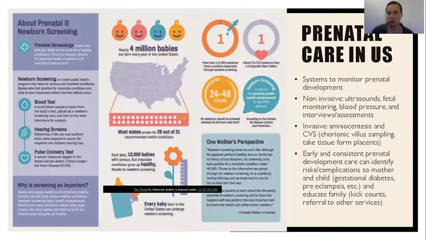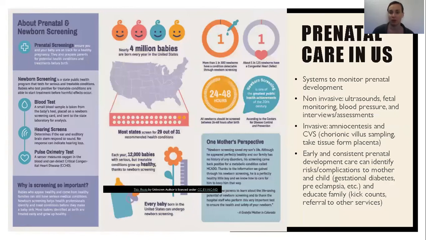So we really want to make sure that this prenatal care is early and consistent, so that we can identify risk and complications either to the mother, like gestational diabetes or preeclampsia, and that would also affect the child as well. We can educate them with things like kick counts or referral to other services. A big indicator that a fetus is in distress is kick counts. If you're not feeling your child kick as much at a certain time of day when you're always aware of it, and that's what kick counts are supposed to do, then you can notify your obstetrician, and they can do some further testing and have the child be delivered if at all possible.